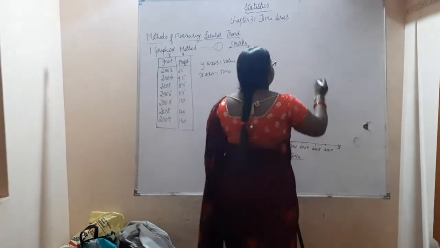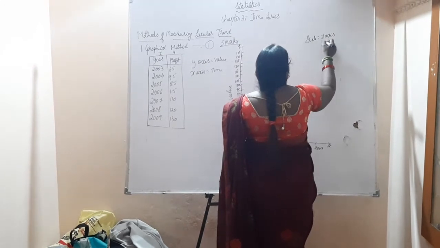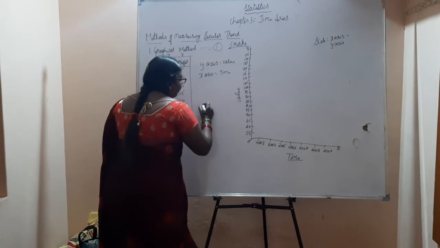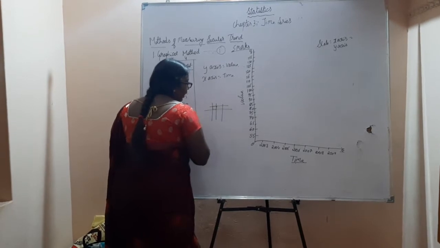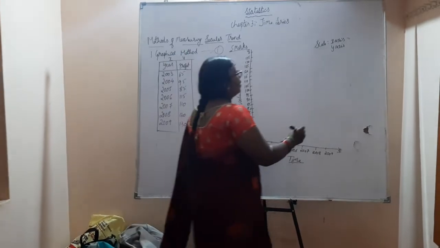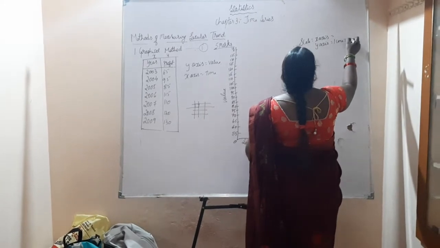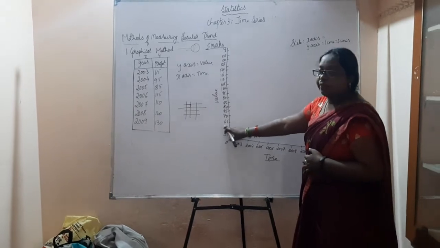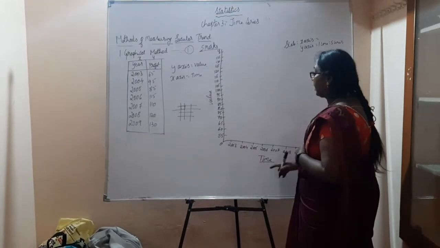After that we need to write the scale, for the x-axis and y-axis. Your graph sheet will have boxes like this. One box I am taking as 1 centimeter. For my y-axis, 1 centimeter equals 5 units. What is the difference here? 55, 60, 65, the difference is 5, so I am taking 5 units. And for my x-axis, how many boxes am I taking?